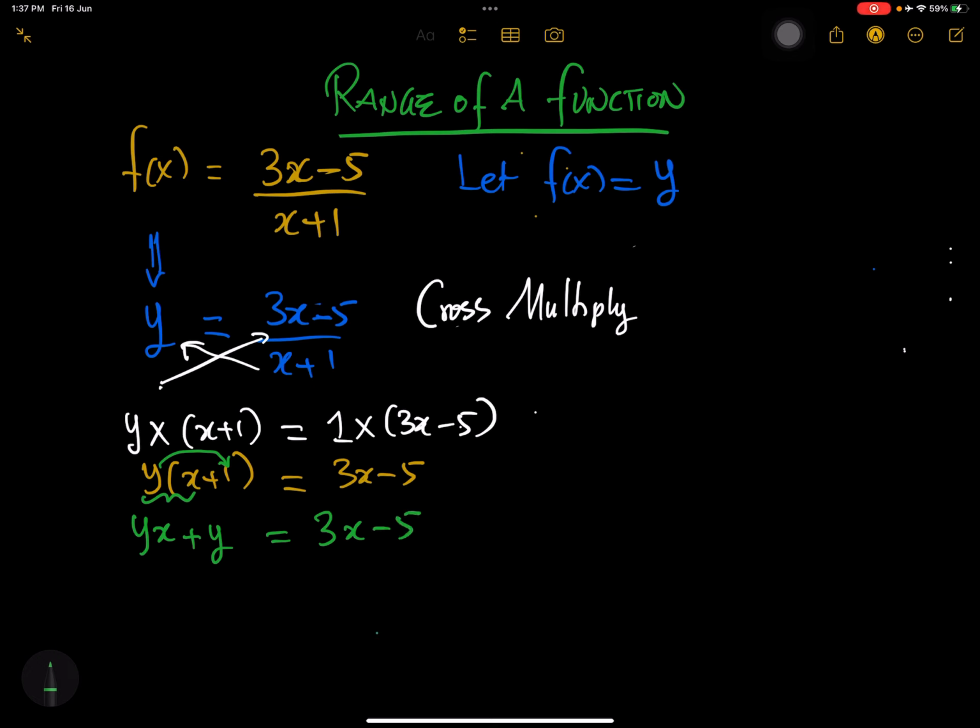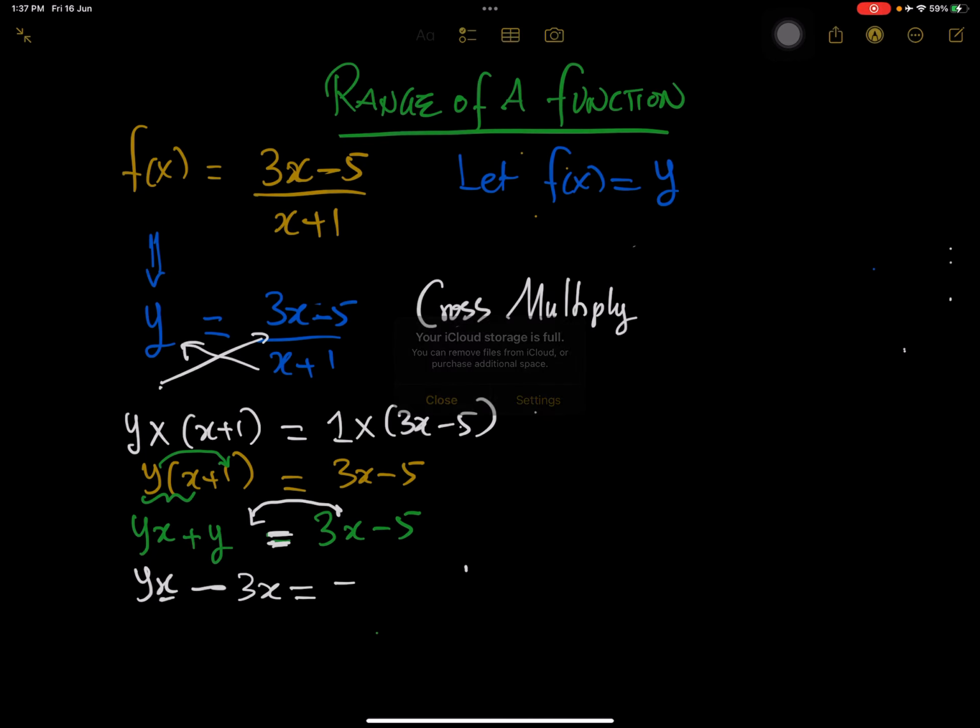We group like terms together. So we are going to have this yx, because it has x, we want x to stand alone. So we have yx in here. This x also has to come here. So we're going to have minus 3x. Why? Because it crosses the equal to sign. So the sign in front of it, that is the positive 3x, will have to change to negative 3x. And once we're able to achieve that, what we have on the right-hand side is negative 5.